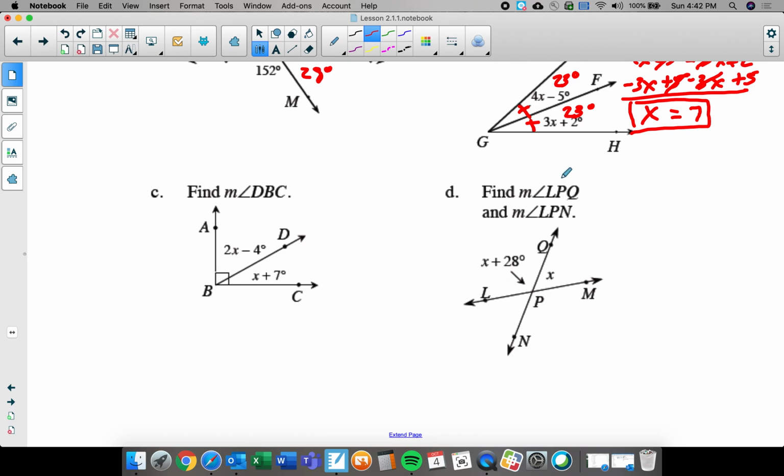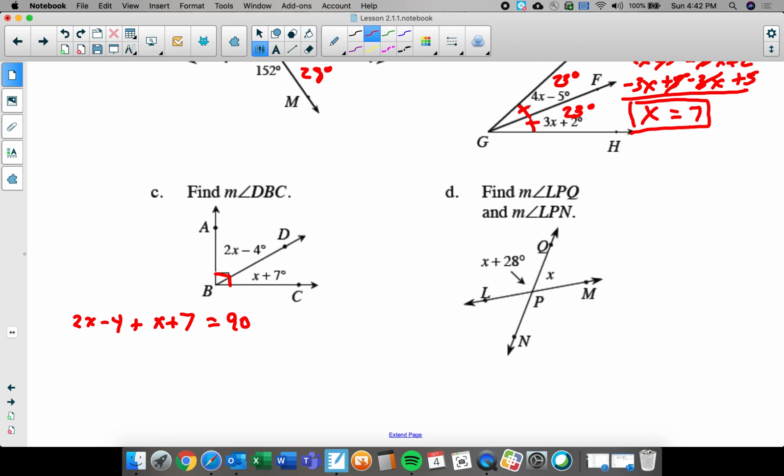In part C, this is an example of complementary angles because if you put those two angles together, we would get a total of 90 degrees. And that's exactly what we're going to do. We're going to add those two angles together and know that the total must be 90. So we're going to go with 2x minus 4, one angle, plus x plus 7, the other angle, and those two, when we add them up, have to equal 90 degrees. Those are complementary angles.